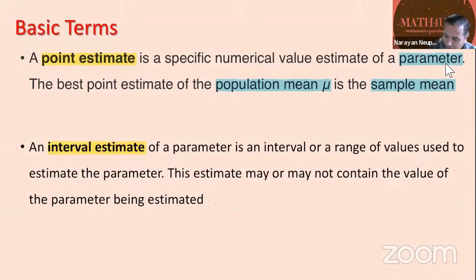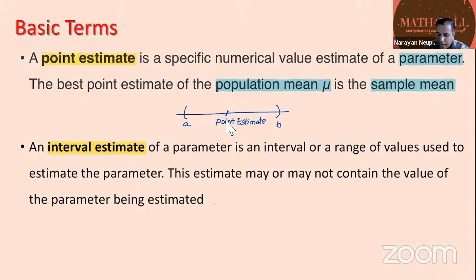So for example, let me draw something here. If I construct an interval from A to B to talk about the population parameter, then what we have is some value in the middle. We get some value in the middle, and that is from the sample. And that value which goes in the middle of the interval is called the point estimate.